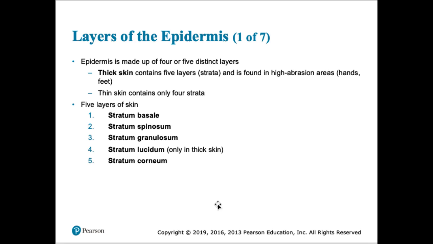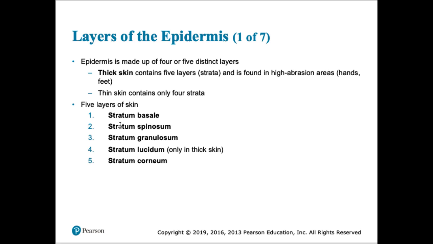Now, the epidermis itself is made up of what we call 4 or 5 distinct layers. If you have thick skin, basically you have 5 layers, or strata. If you hear me say layers or strata, it's the same thing. Thick skin has the 5 distinct layers, and thin skin only contains 4 layers, or 4 strata. Thick skin is found in super high abrasion areas like hands and feet. Then you have thin skin pretty much everywhere else.